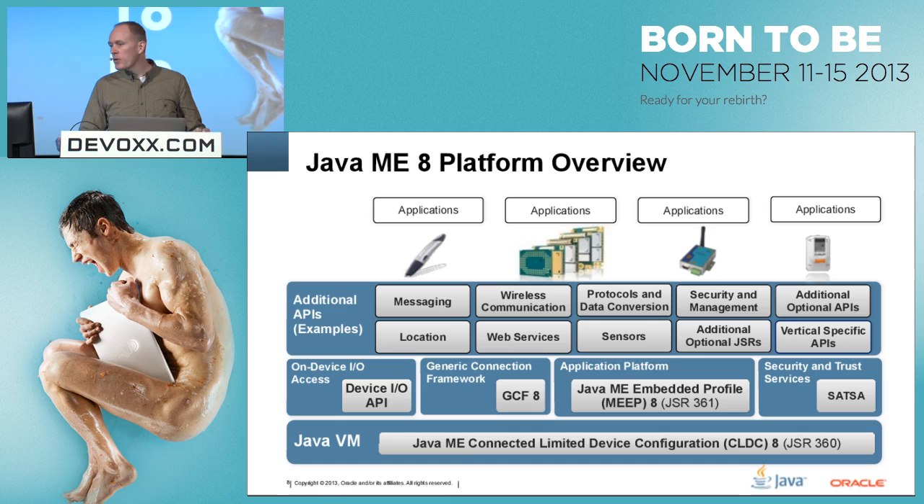Okay, so an overview of the platform. It's based on the CLDC 8 virtual machine. On top of the virtual machine, we have the embedded profile. And the embedded profile is what gives you an application lifecycle model for applications that are deployed to the VM. There's a generic connection framework, and then there's a device access API. And the device access API is the API that gives you access to the GPIO pins and the I2C devices that are attached directly to the board itself, without having to write any native code whatsoever.